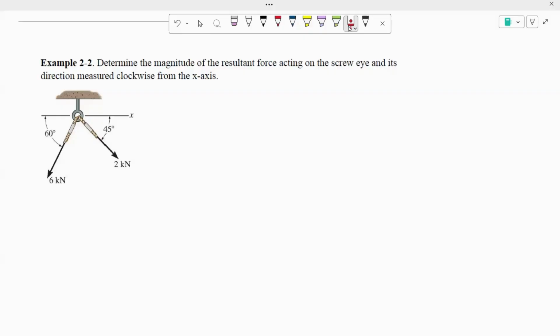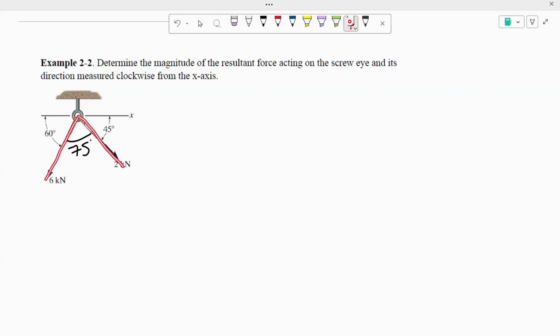Hello everyone, today we're going to be working on example 2-2, which is asking us to determine the magnitude of the resultant force acting on the screw eye and its direction measured clockwise from the x-axis. So to start off, what I like doing is finding this missing angle right here. To find that missing angle, all we're going to do is subtract these two given angles from 180. If we do that, that will give us 75 degrees.